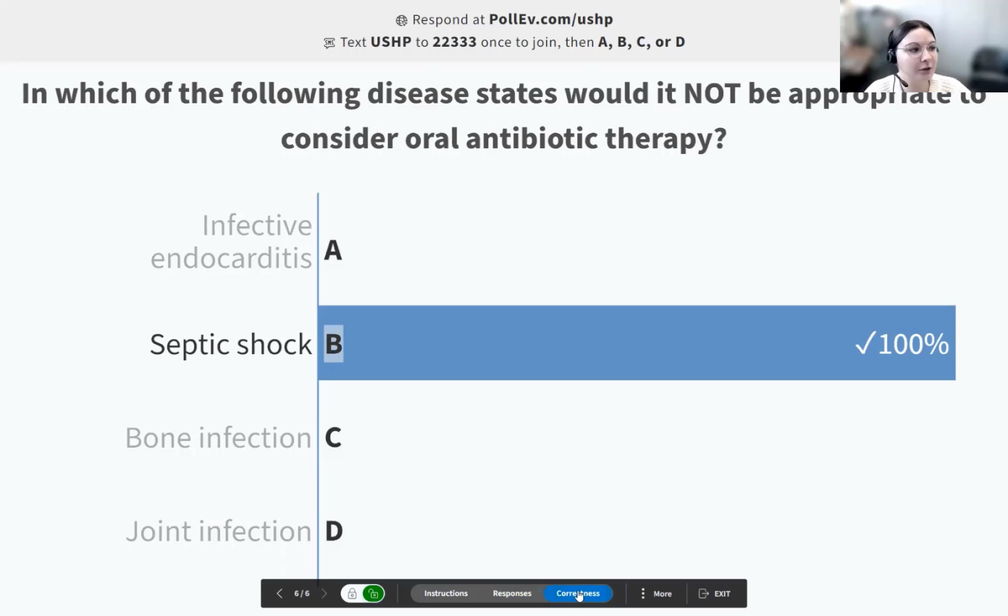So there are potential patient populations and scenarios where switching to oral antibiotic therapy is very appropriate. And then septic shock, well, a patient is in septic shock.